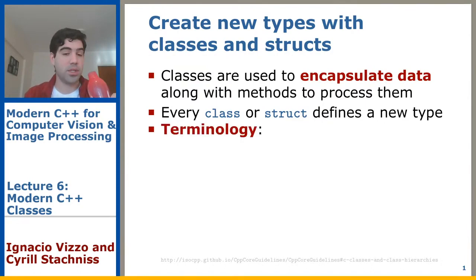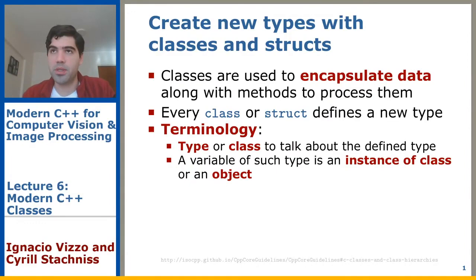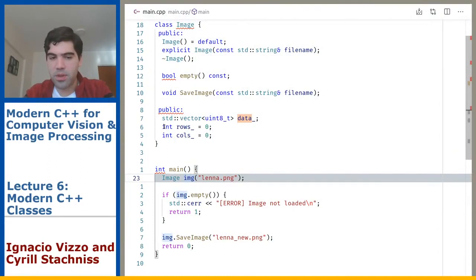So a type or a class is the name we will be using to talk about a defined type. I will probably be using more type than class because I like the idea better than just a class. A variable of such type is an instance of a class or an object. So when I created this, this guy called image right here, it's basically an instance of the class image.